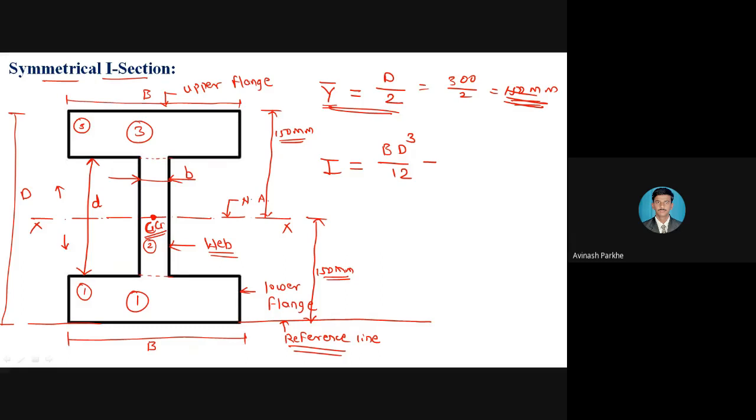capital B means the total horizontal distance of the I section, which is represented on the figure. Capital D means total vertical distance. BD cube by 12 means I have considered the whole I section as one rectangle, and BD cube by 12 minus capital B minus small b into d cube divided by 12.